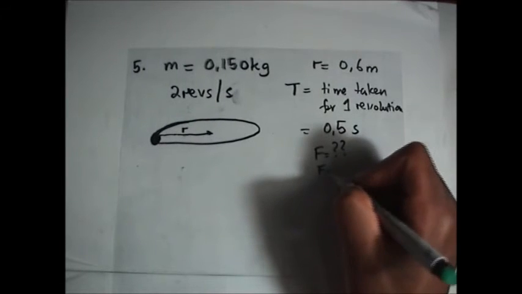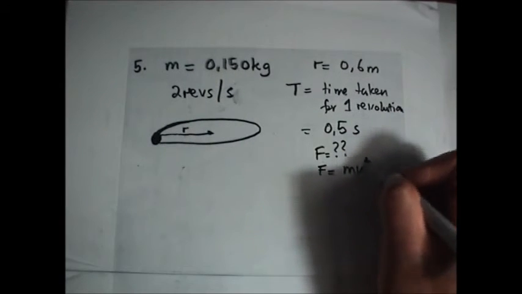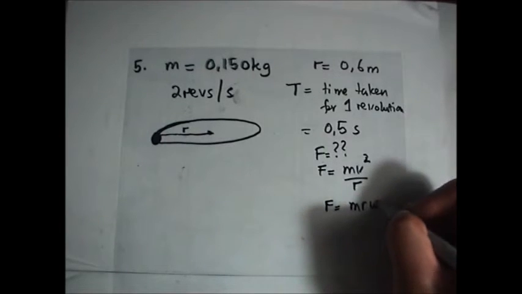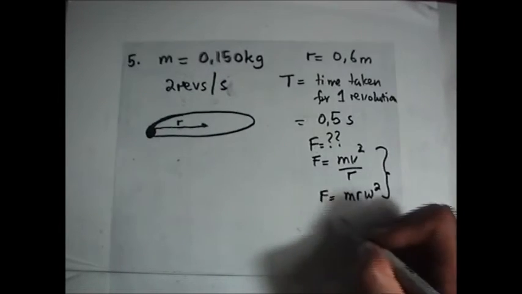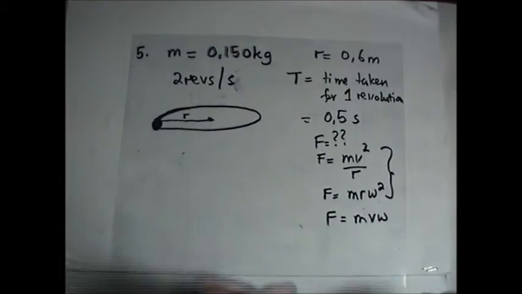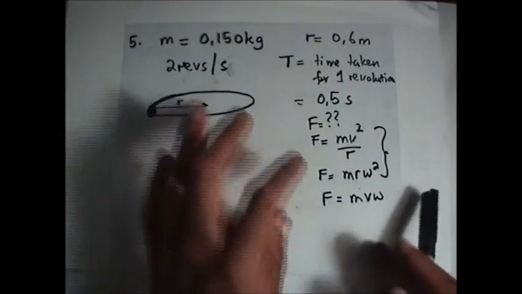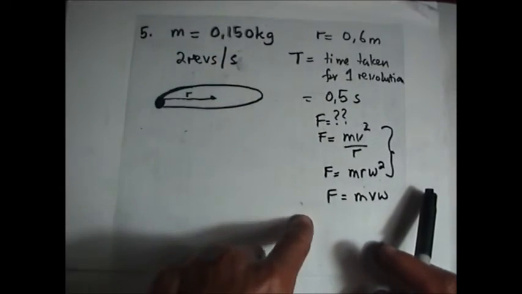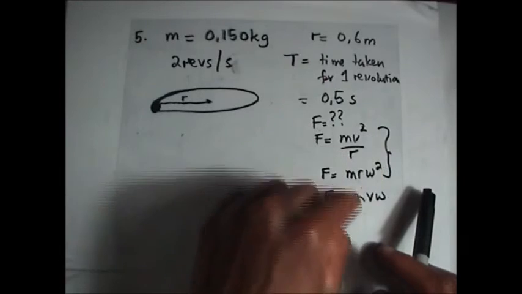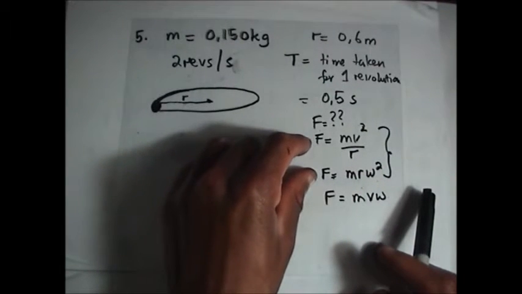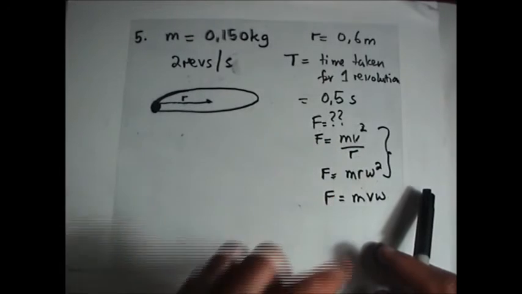We know our formula: F is equal to mv squared over r. F is equal to mrw squared. These are the most important. The other one, F is equal to mvw, you rarely use. You mainly use these two. These two are very, very important. This one you can just keep in your head, but you can deduce it from either of these two. So mv squared over r or mrw squared.